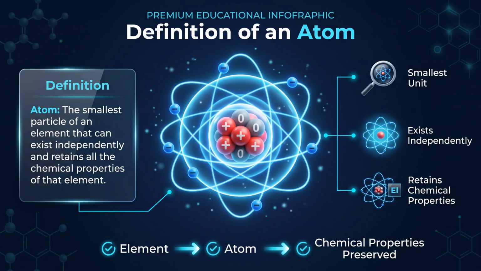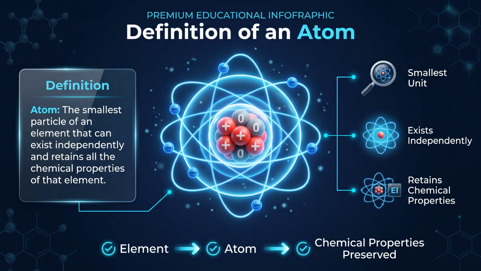First, it is the smallest unit of matter that we can physically isolate while keeping its elemental identity. Second, it exists independently, meaning a single atom is a complete standalone functional unit in nature. Finally, it retains chemical properties, meaning a single microscopic atom of a substance, like gold, oxygen, or carbon, will always react and behave chemically exactly like a massive chunk of that same substance. The sequence at the very bottom perfectly summarizes this entire concept for your studies.